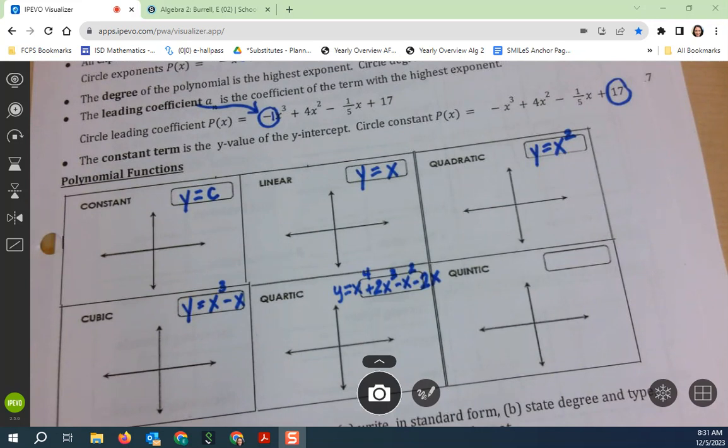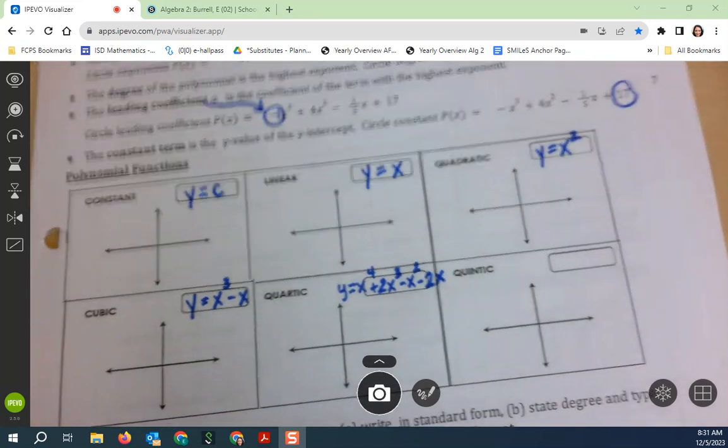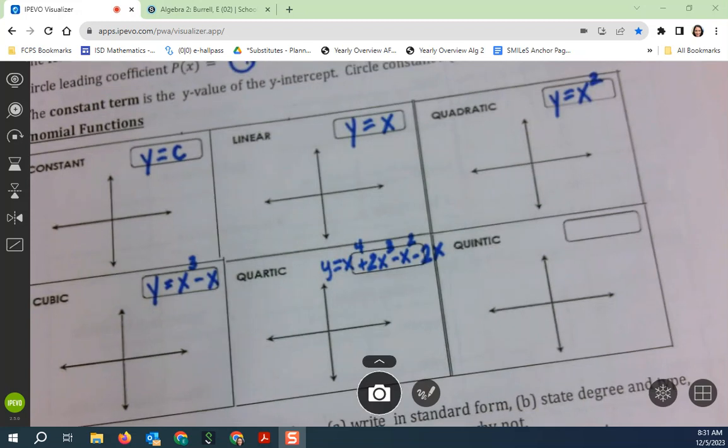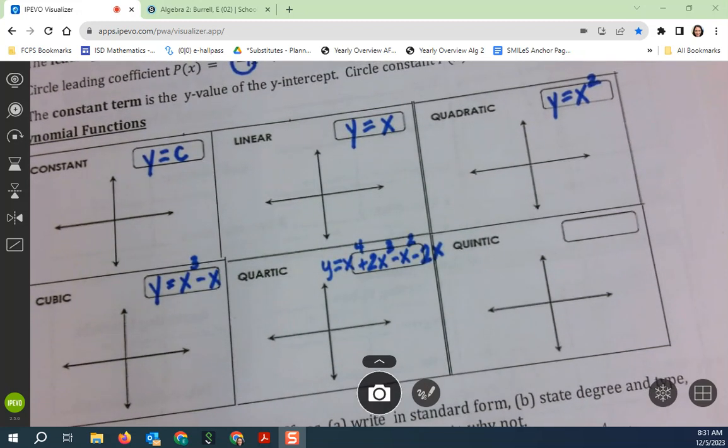And then finally quintic, and that would be degree 5. Can you have a polynomial that's a bigger degree than 5? You can. I just don't have a special name for it. And that doesn't mean nobody has a special name for it. It just means that once you get to higher degrees, people don't use those names as often.